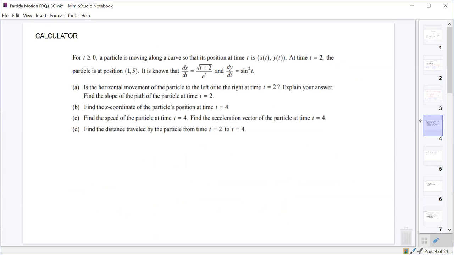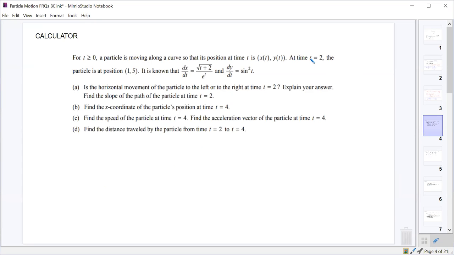Next one here. So now we've got a particle moving along some curve in the xy plane. We have its position, a position vector here. And we know the values of dx dt and dy dt, and we know the position of the particle at t equals 2 is (1, 5). So first thing we want to know is the horizontal movement of the particle, to the left or to the right, at t equals 2.